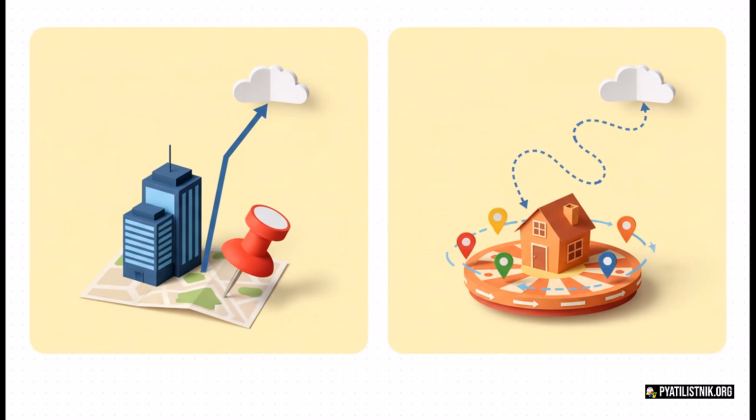Now, for most of us at home, that main public IP address is dynamic. That just means your ISP assigns it to you temporarily, and it can change every now and then. Businesses, on the other hand, often pay for a static IP that never changes, so their website server is always easy to find. But here's a cool little detail.